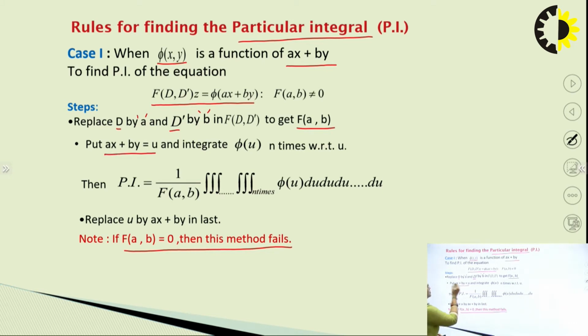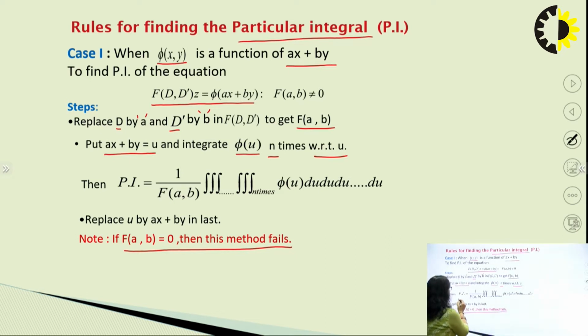Put ax plus by equal to u and integrate phi(u). Now the question arises, how many times do we need to integrate? We will integrate it n times with respect to u. That means the order of the differential equation will decide how many times the integration of the function phi(u) has to be considered. If the order is 2, you will integrate 2 times. If the order is 4, you will integrate 4 times. If the order is n, you will integrate n times.